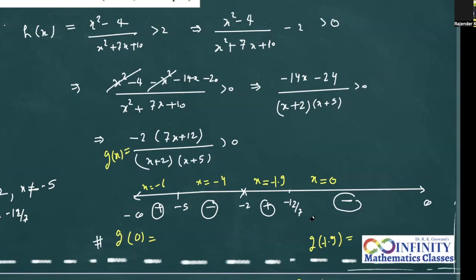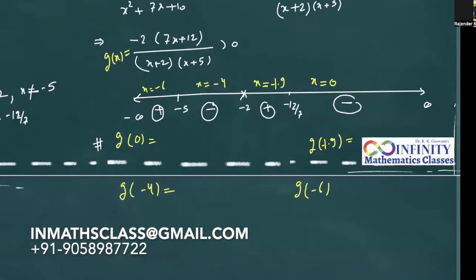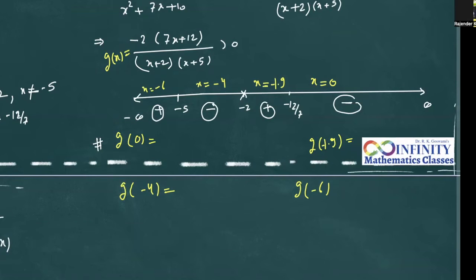Okay, if it is correct, I need the values where it is positive. So basically, h(x) bigger than 2 is equivalent to g(x) bigger than 0, which implies that x belongs to which interval? It is -5 to -2, the first interval. And the second interval is going to be how much? -12/7 to infinity. Because the sign is strict, you will not be using the endpoints.